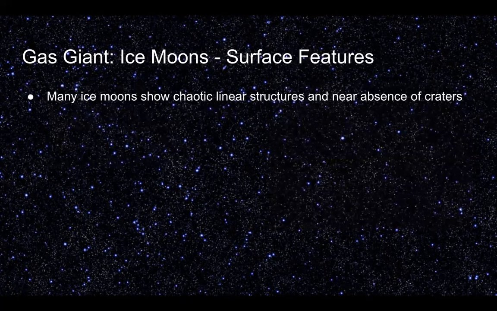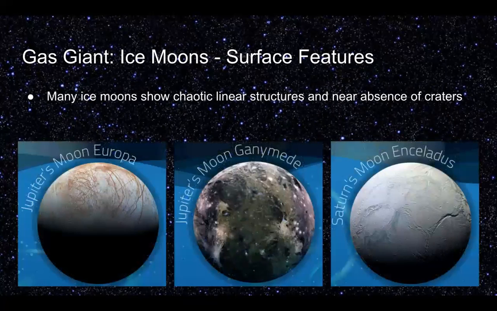Now let's look at the ice moons. Many ice moons show chaotic linear structures and near absence of craters. And of course, that latter fact would indicate that these are young surfaces. Europa, Ganymede, Enceladus. You can see these features and the relative lack of cratering, particularly on Enceladus and Europa.